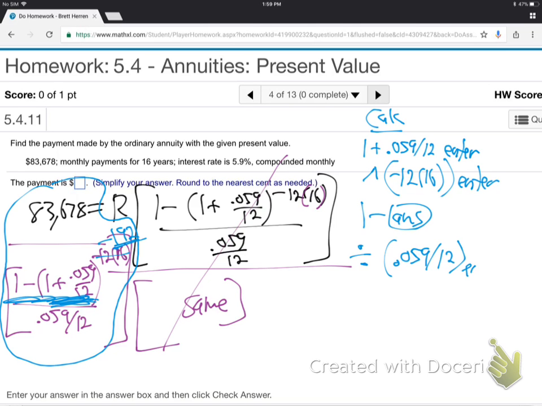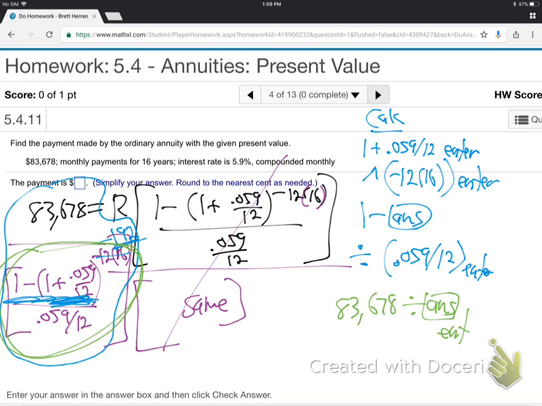Like that, hit enter. Now, what do I have at this point? At this point, I have all of this denominator, don't I? So then you just go 83,678 divided by answer. Enter. And you get it. Was that good? Does everybody see that? So let me go through that with you.